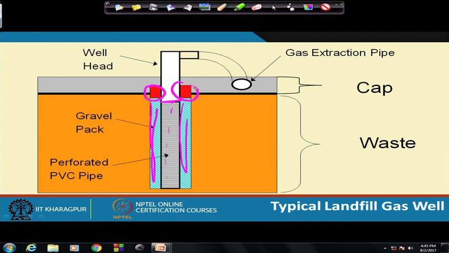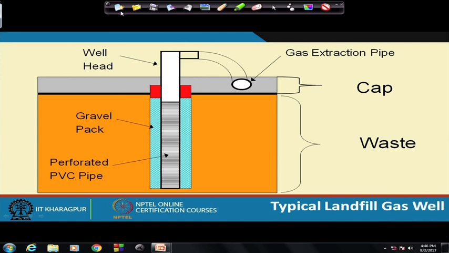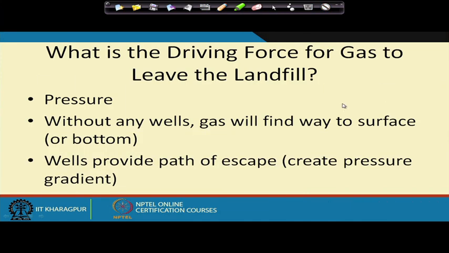These are the seals using bentonite clay or something like that, so that when you apply vacuum, you are not sucking from the outside as well. You put a seal in here so that most of the gas will try to go from this side. And then you have a perforated PVC pipe, that's the wellhead. You have a gas extraction pipe connected to the main header pipe, and that will take it to the flare station or to a landfill gas to energy system.